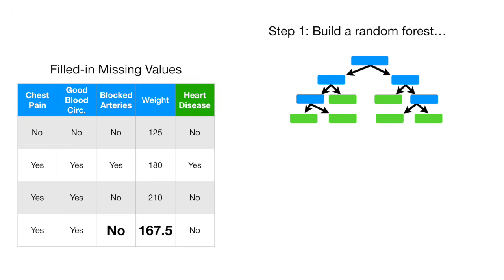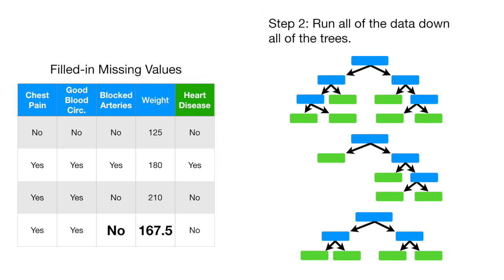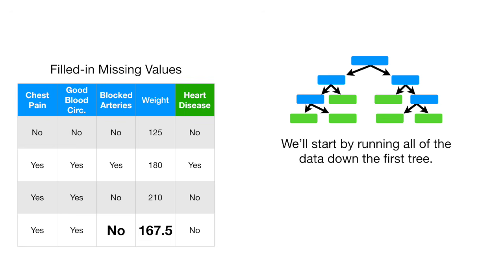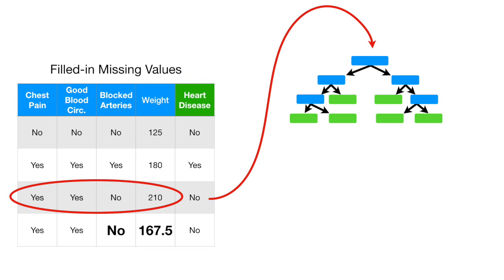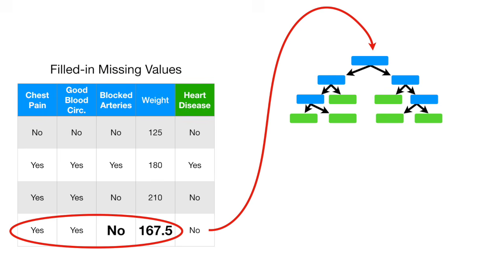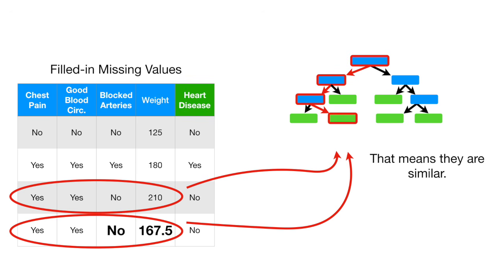Step 1. Build a random forest. Step 2. Run all of the data down all of the trees. We'll start by running all of the data down the first tree. Notice that sample 3 and sample 4 both ended up at the same leaf node. That means they're similar. At least, that's how similarity is defined in random forests.